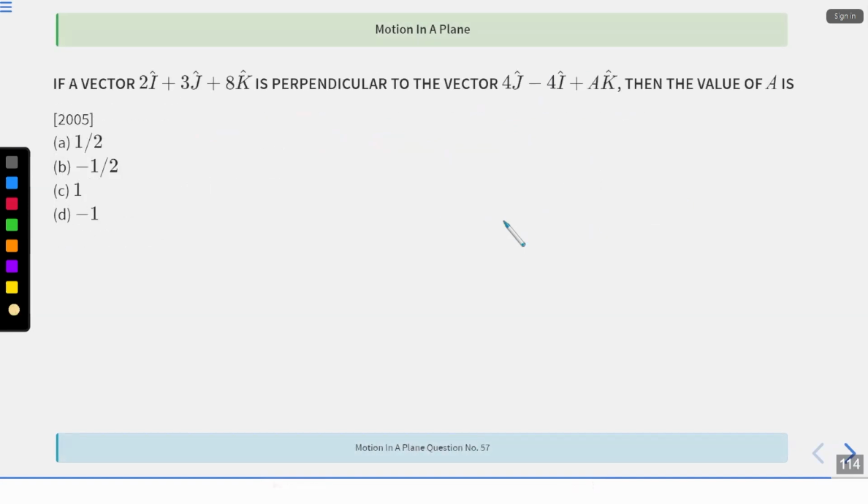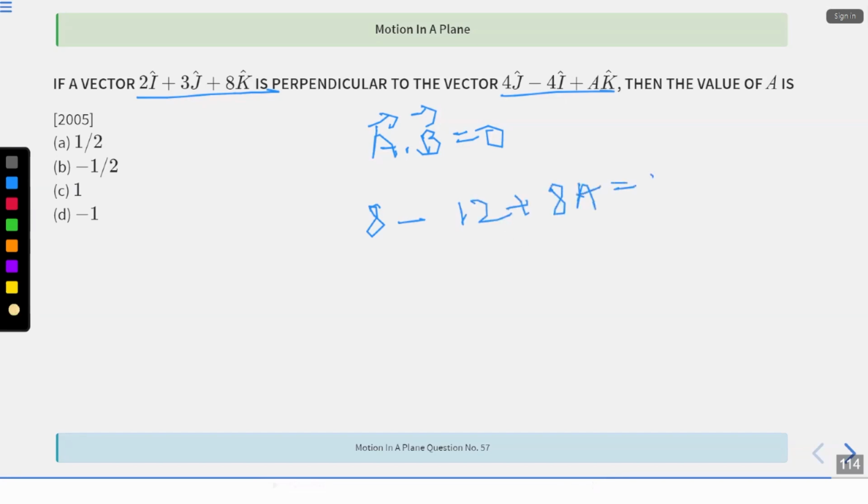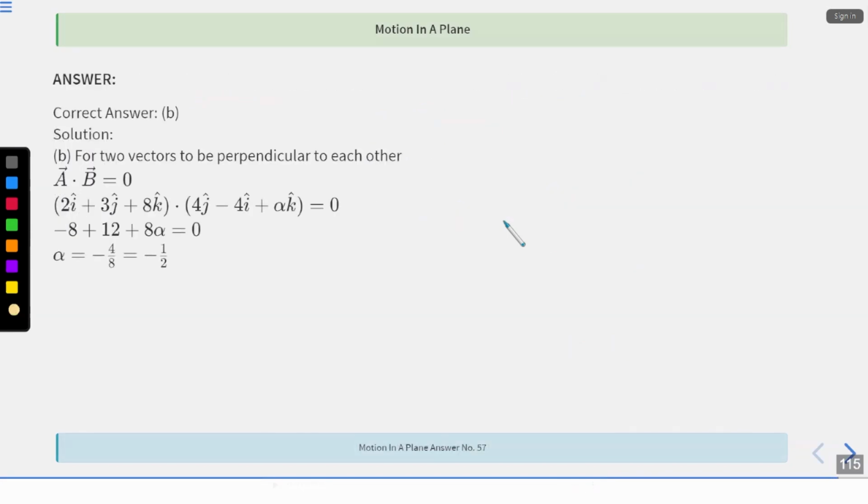This is again a vector question. So what they're telling is, if a vector 2i cap plus 3j cap plus 8k cap is perpendicular to this vector, then what is the value of a? Let's just directly use dot product. We know that the dot product when it's perpendicular is 0. So it'll be 8 minus 12 plus 8a, and that will be equal to 0. So you'll just get a is equal to minus 4 by 8, and that is equal to minus half. So option B would be our answer.